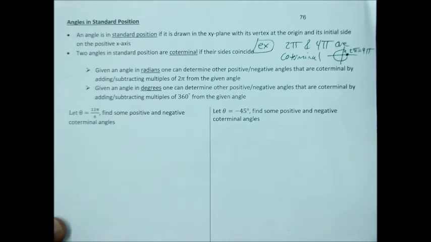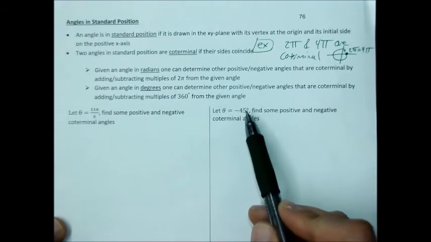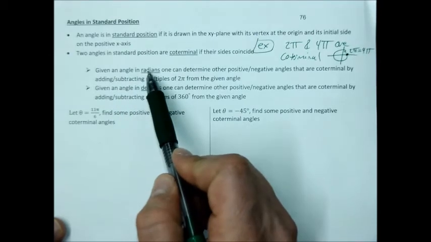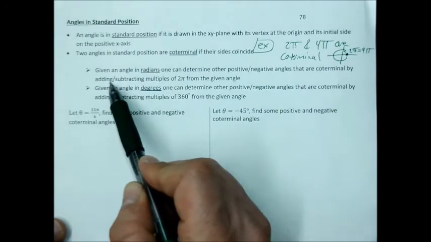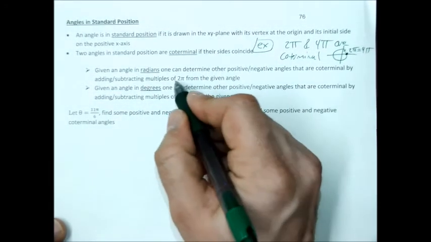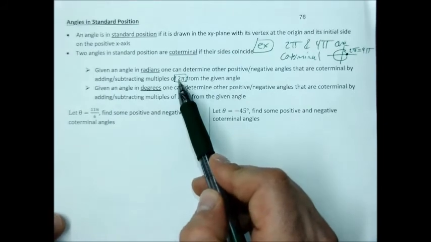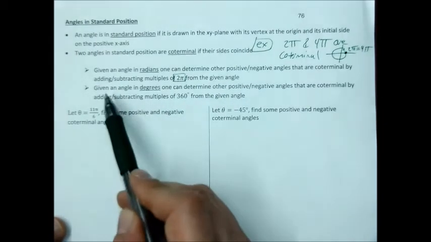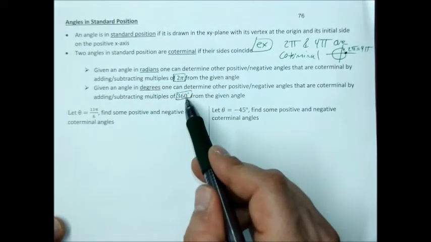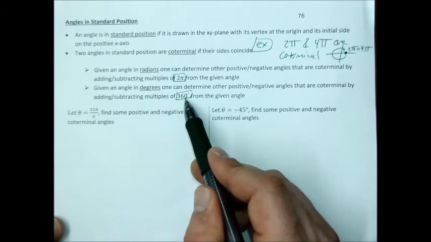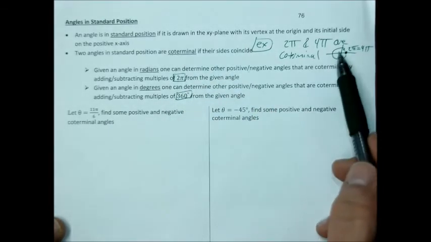We're going to practice doing it given a radian measurement and a degree measurement, okay? If we're given a radian measurement, we can figure out other positive or negative angles that are coterminal by adding or subtracting measurements of 2 pi, because that's just going to send you all the way around the unit circle and back to that same place. If we're doing it with degrees, then we add or subtract 360 degrees for that same reason. Adding 360 degrees to an angle sends us all the way around the unit circle and back to that same place, just like this.